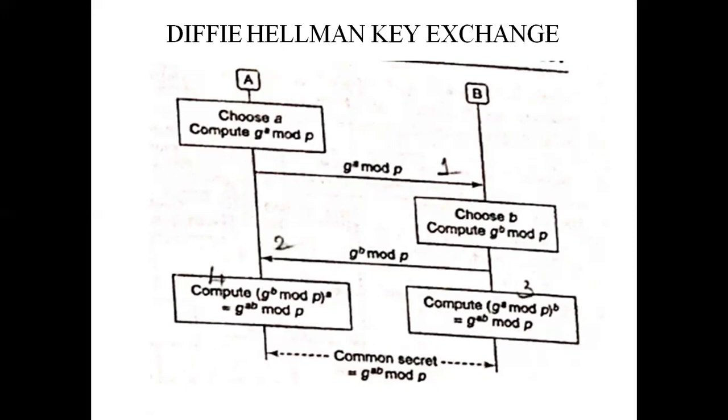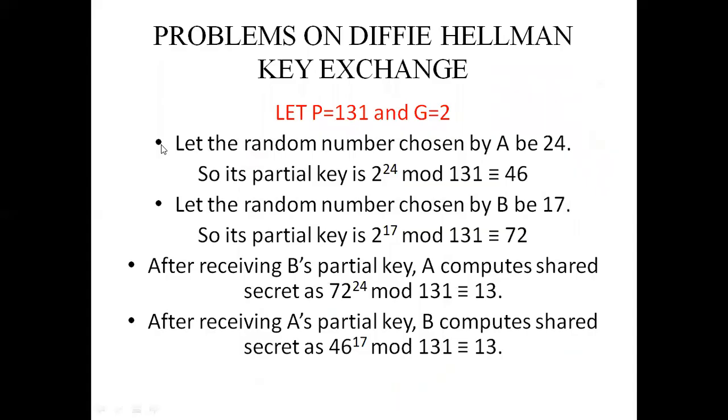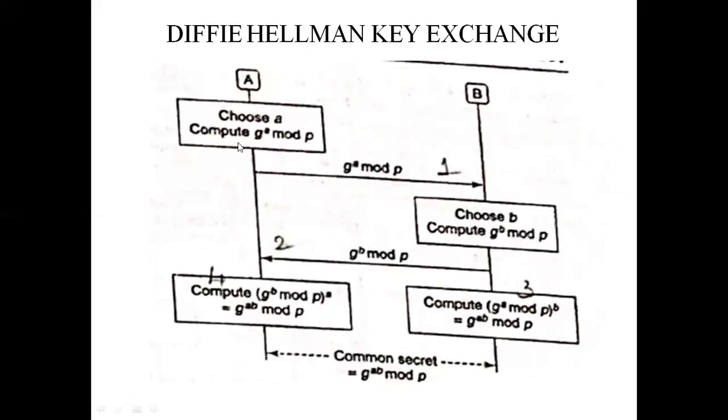A chooses a random integer a. A should be such that it is greater than 1 and less than P minus 1. Then A is going to compute the partial key, that is G^a mod P. So this a is a random integer. G^a mod P, it is going to compute and send it to B.